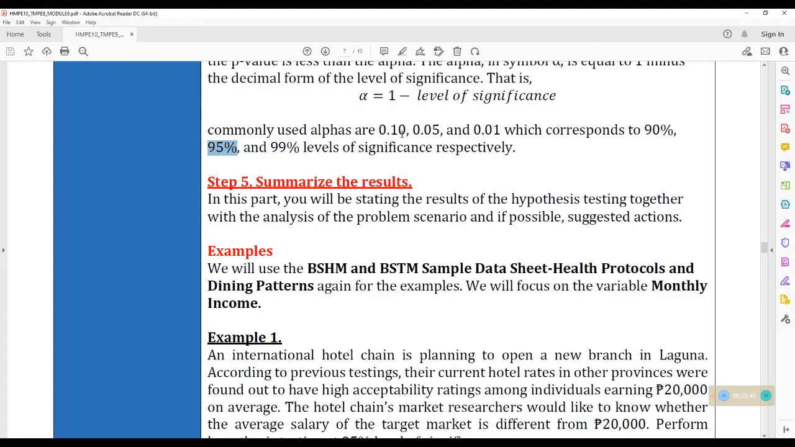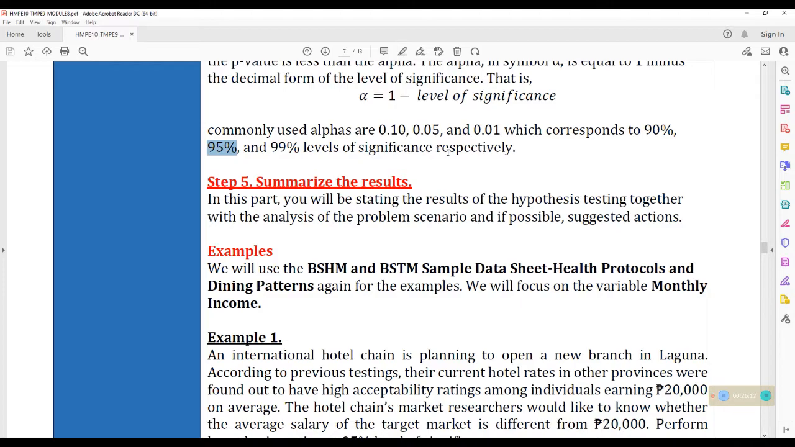Okay. Step 5 tayo, summarize the results. In this part, you will be stating the results of the hypothesis testing together with the analysis of the problem scenario and, if possible, suggested actions. Lagi tayo ng example. We will be using the BSHM and BSTM sample data sheet, health protocols and dining patterns. Again, for the examples, we will focus on the variable monthly income.